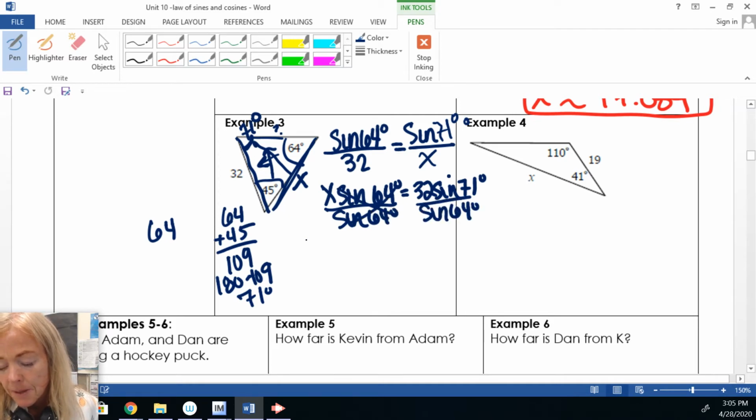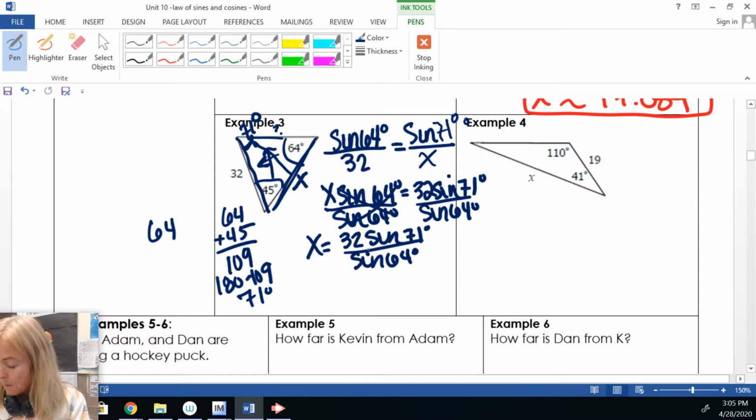So those divide away, and we're left with x is equal to 32 sine 71 over the sine of 64. It's 32 sine 71 over sine, you know what, I probably ought to put this in the calculator again.